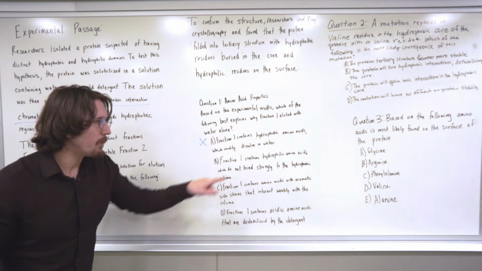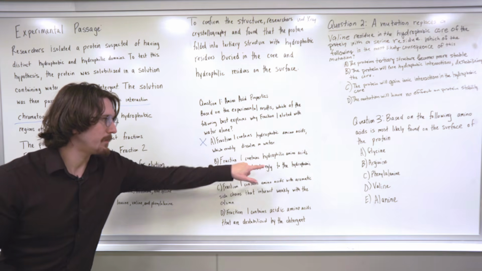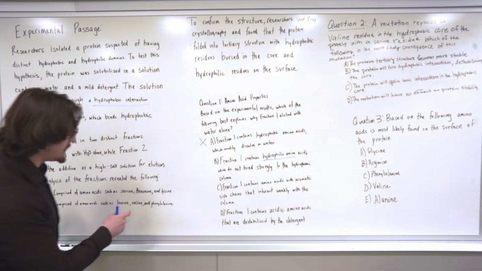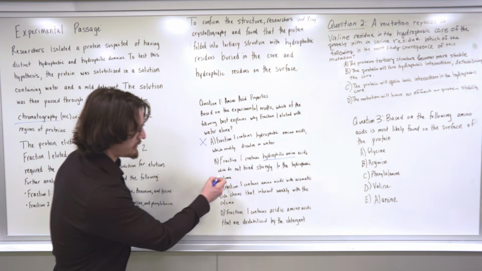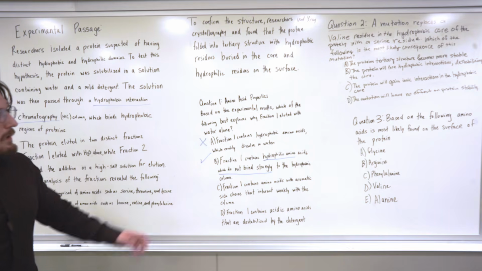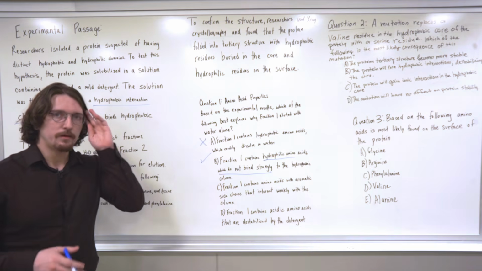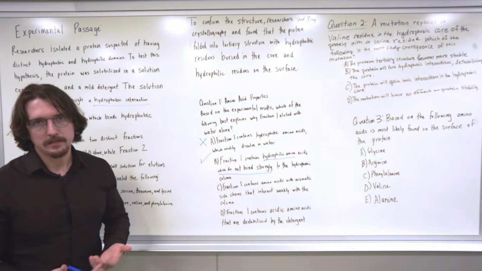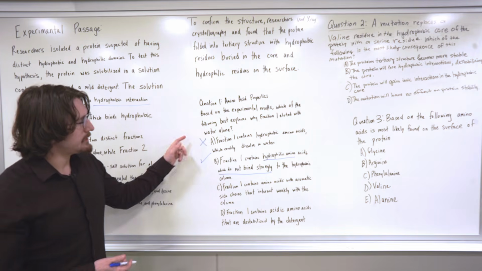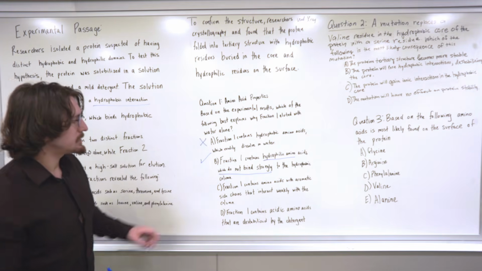Now, B says fraction 1 contains hydrophilic amino acids, but do not strongly bind to the hydrophobic column. Now, this seems right because hydrophilic amino acids, these are hydrophilic, that's right, and those certainly do not strongly bind to the hydrophobic column. So this seems correct. Now, we could just stop there and say B is the right answer and move on. And that's okay to do, but I think when you're starting out, doing practice passages on the MCAT, answering questions, no matter how simple the question seems, it's always a good idea to practice going through each answer choice and ruling things out and just double checking. All right, so let's just practice that.